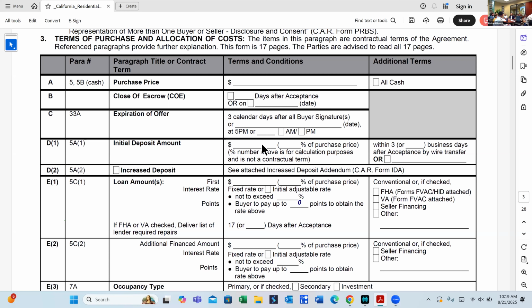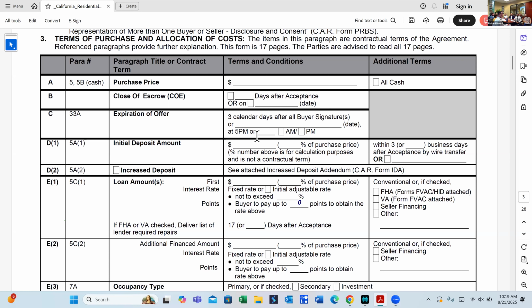What's that? The 3D1, do we have to fill in both the exact amount and the percentage? No, the system will actually populate the percentage for you. Okay. And then you'll see directly below, in parentheses, it says the percentage number above is for calculation purposes and is not a contractual term.